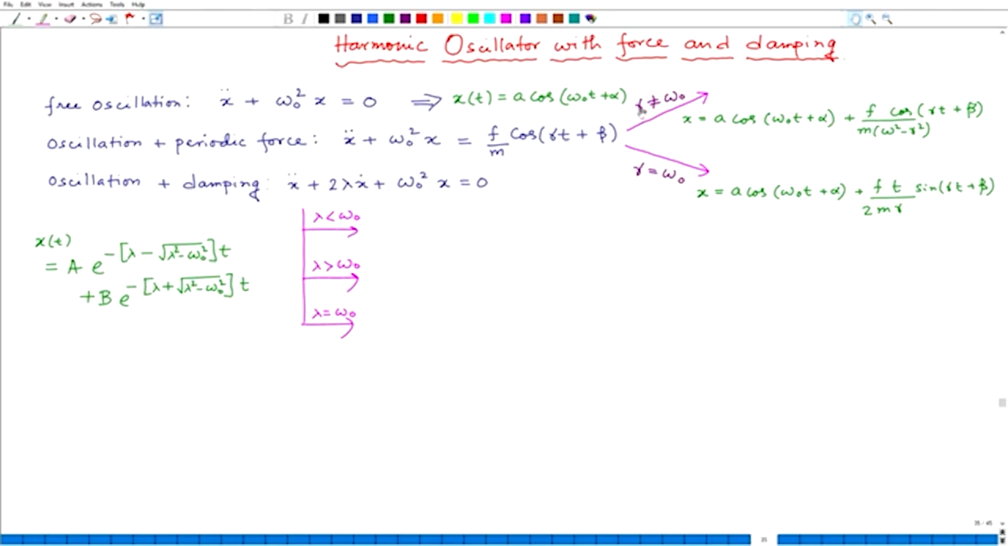The first case is gamma not equal to omega 0, that means the periodic force frequency is not equal to the natural frequency of the system, and there we had a solution which is x equal to A cos(omega 0 t plus alpha) plus F by m (omega square minus gamma square) times cos(gamma t plus beta). We saw that this particular integral is in phase with the periodic force acting on the oscillator. But this type of equation does not hold good when omega is equal to gamma. So, I just correct here a little bit.